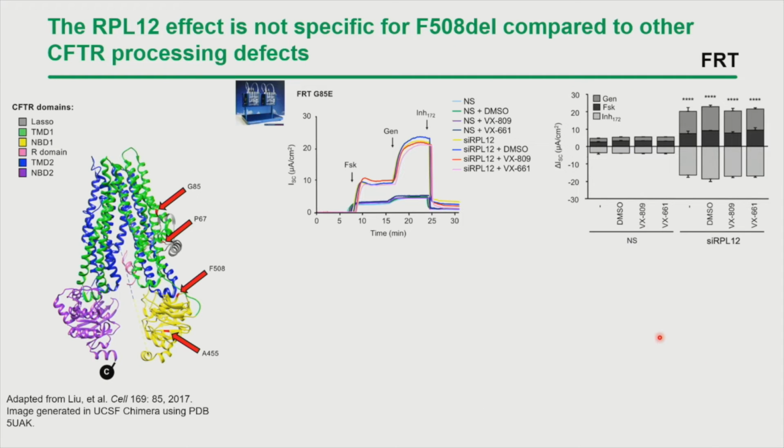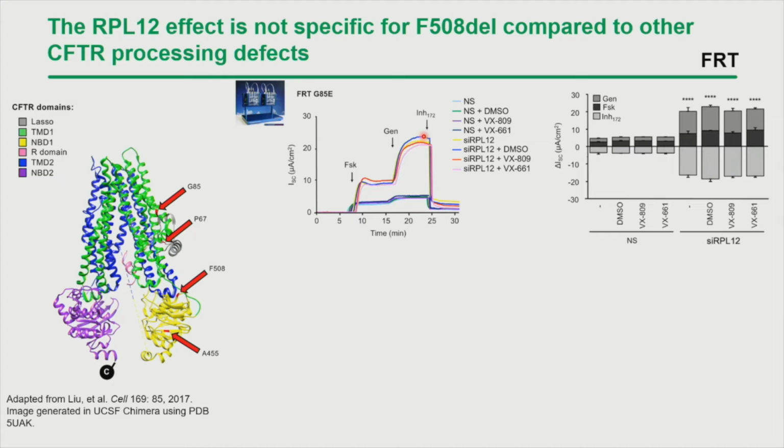We have also gone on to test the effects of RPL12 suppression on other rare variants in CFTR. These have been stably expressed in Fisher rat thyroid cells. And so the one that's highlighted here is G85E, which is also a severe processing defect like delta F. You'll notice that there's no response of G85E to any of the modulators or the correctors like VX809 or 661, but there is a significant increase with RPL12 suppression.